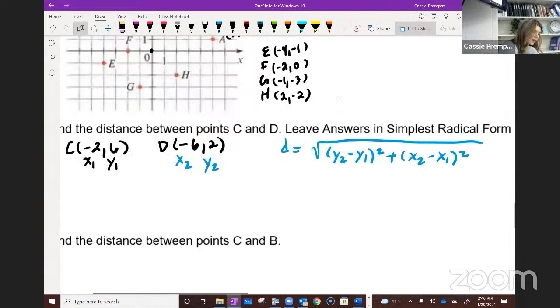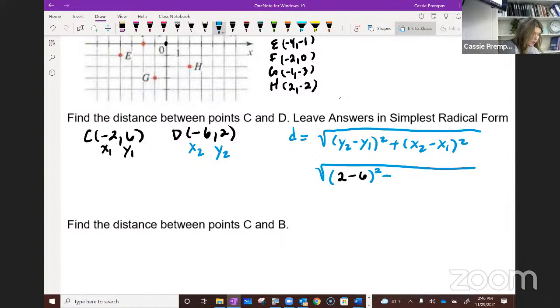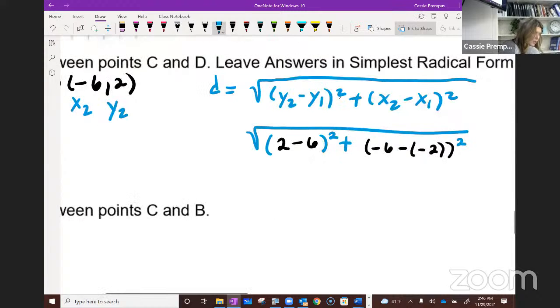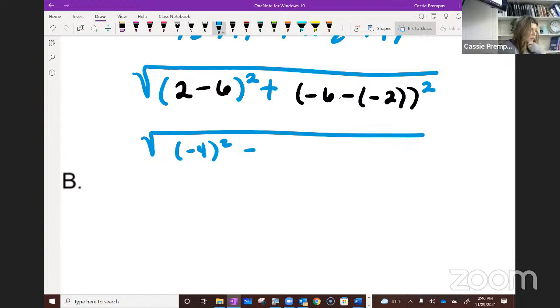And now I would plug and chug if I like using a formula, which, I'll be honest, I do. So I'll put that in and I would have 2 is my second y coordinate, 6 is my first. So 2 minus 6 squared plus, and then -6 is my second x coordinate, -2 is my first x coordinate, squared. What is 2 minus 6? -4. So I have -4 squared plus.